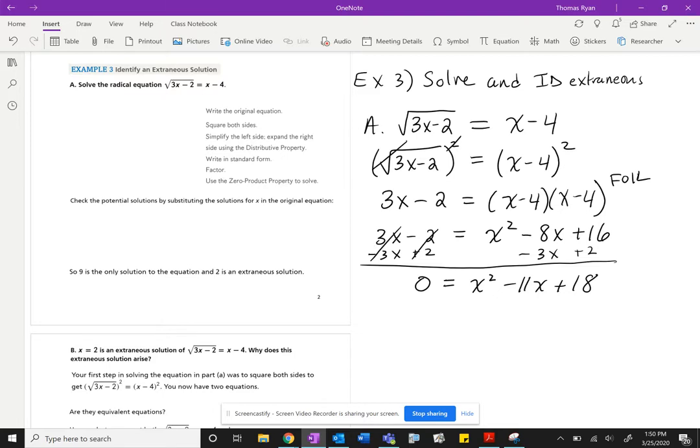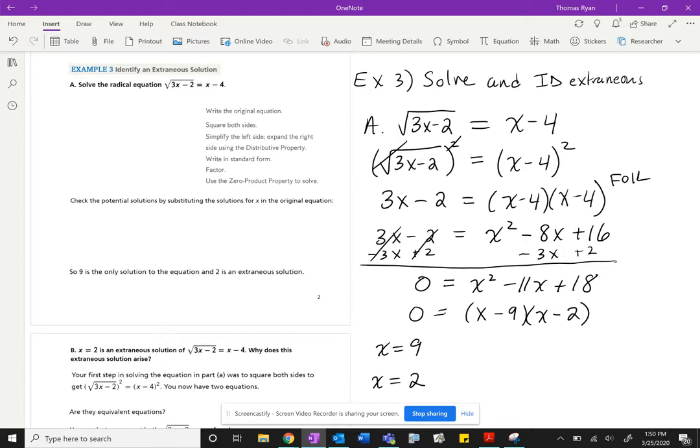So now we have a quadratic set equal to 0. Yes, absolutely. Factor it. Boom. So what multiplies to 18 and adds to negative 11? We know we're going to have a minus, minus because we're adding to a negative and multiplying to a positive. Sure enough, we're all thinking in our heads, that looks like 9 and 2. Absolutely. So if x minus 9 is 0, that means x is 9. If x minus 2 is 0, that means x is 2.